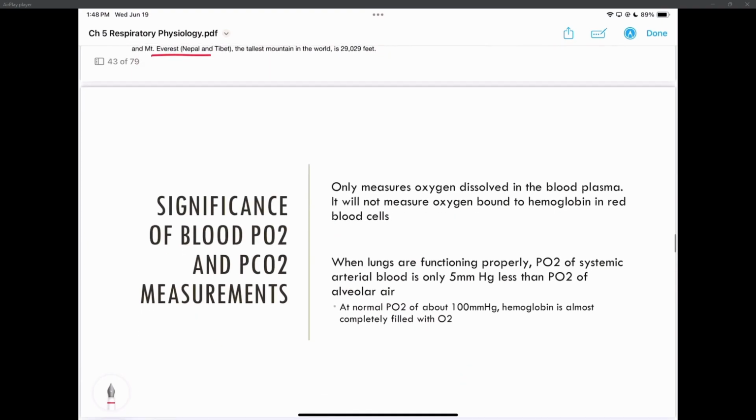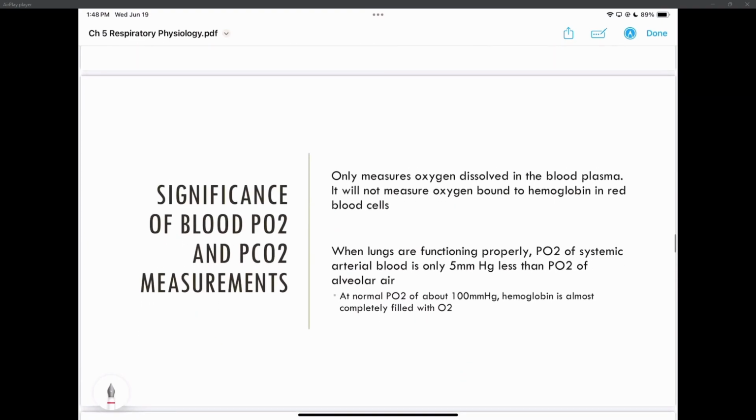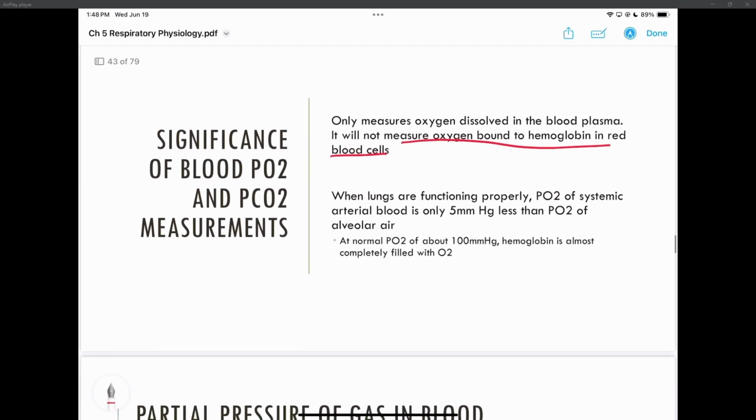So we measure O2 dissolved in the blood plasma. When you do your pulse ox, it does not measure oxygen bound to hemoglobin in the red blood cells. We are just looking at free dissolved plasma O2. And when the lungs are functioning properly, there's only a 5 millimeter mercury drop. And again, at about 100, hemoglobin is completely filled with O2. As long as that PO2 is at 100, you'll have sufficient loading of O2 into all the hemoglobin. They'll be all satisfied.